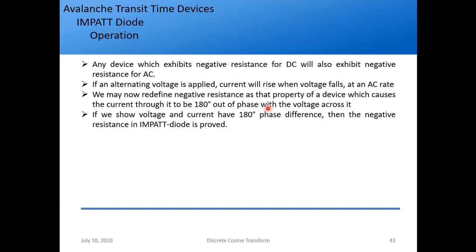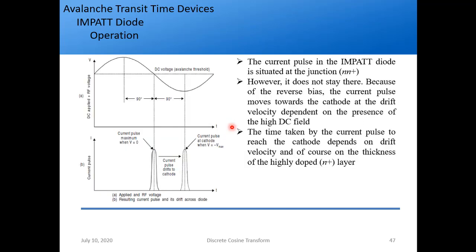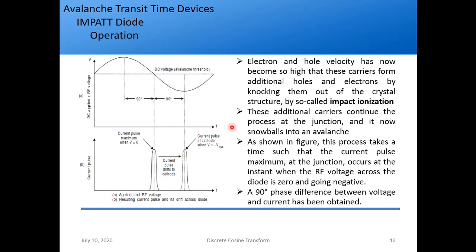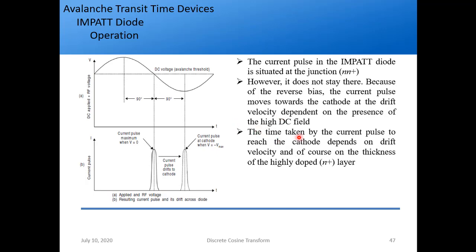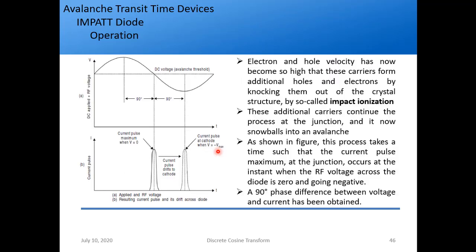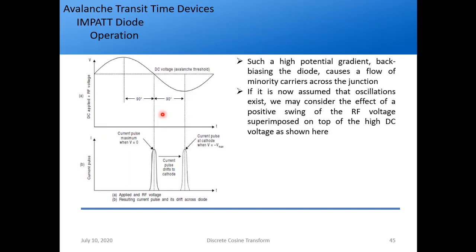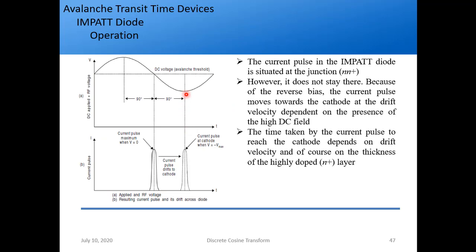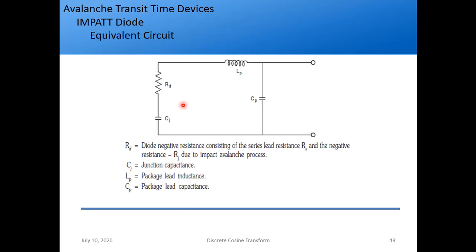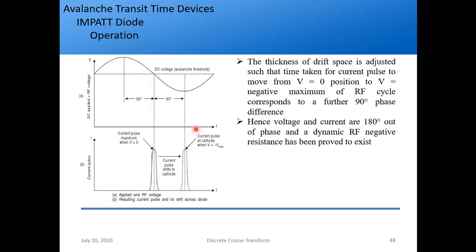Now what we can do is change the thickness of the highly doped N plus layer, which is this range. If we change the thickness of this highly doped N plus layer, we can adjust the phase shift between the voltage maximum and the first current maximum so that we get this 90-degree phase shift. Once we change that thickness, voltage and current are 180 degrees out of phase and negative resistance is achieved. If negative resistance is achieved, obviously we can sustain the oscillations here. So this is the basic operation of the impact diode.